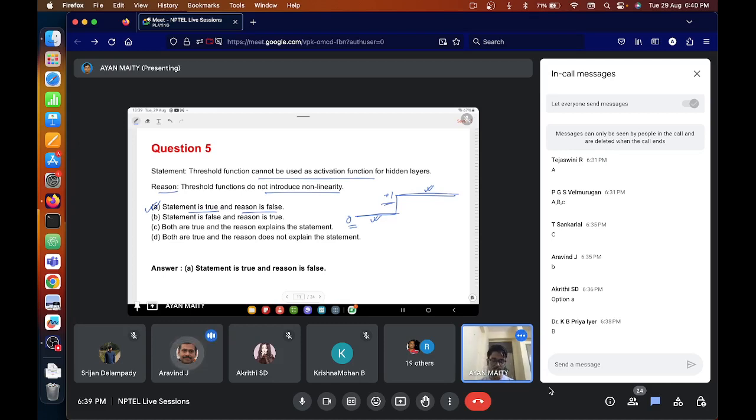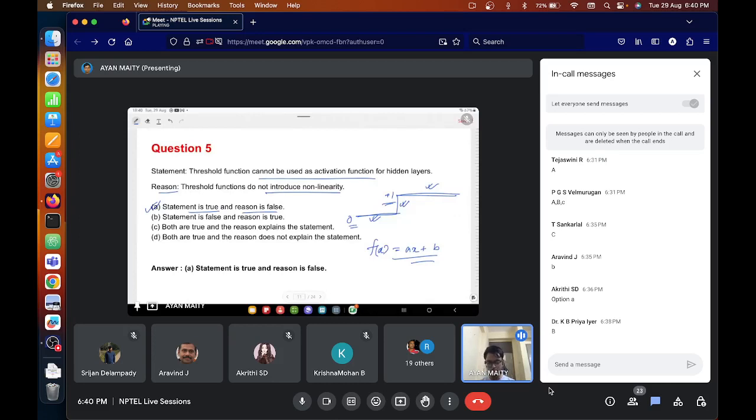But how can we say that this threshold is non-linear? Linear basically means f(x) equals ax plus b. So this is simply the equation of a straight line. Here each segment is linear. This segment is linear, this segment is linear, this segment is also linear. So all these 3 segments are linear separately, but as a whole this function is not a linear function.